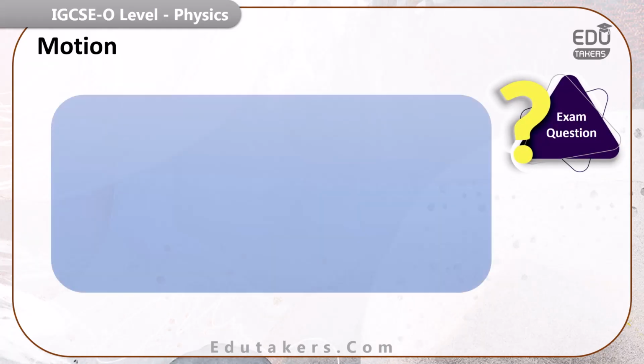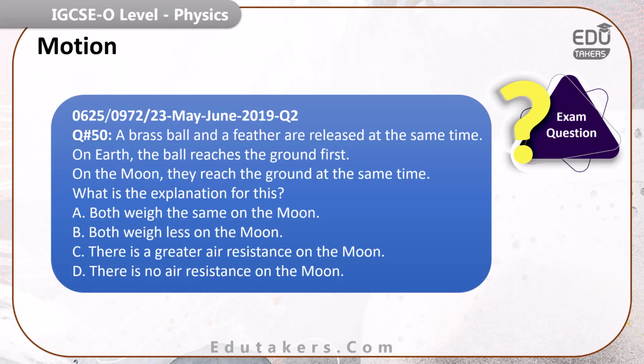Here is the exam style question that appeared in May-June 2019. A brass ball and a feather are released at the same time. There is a brass ball and a feather, both of these are released at the same time. On the Earth, the ball reaches the ground first. When both of these are released on the surface of Earth, the ball reaches the ground first. On the moon, they reach the ground at the same time. On the surface of the moon, they take the same time to reach the ground.